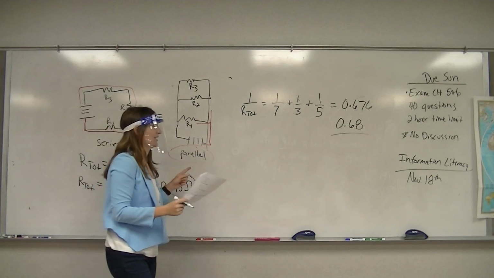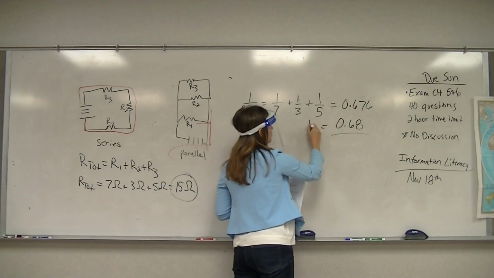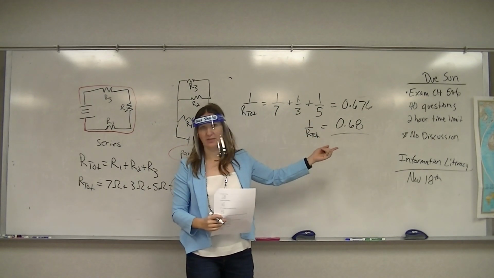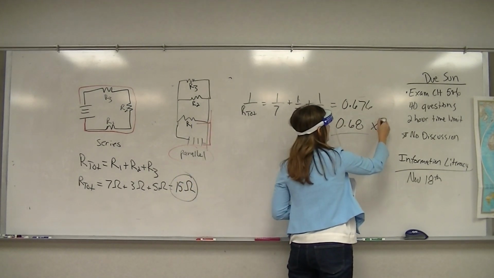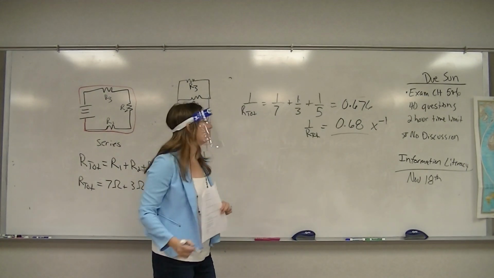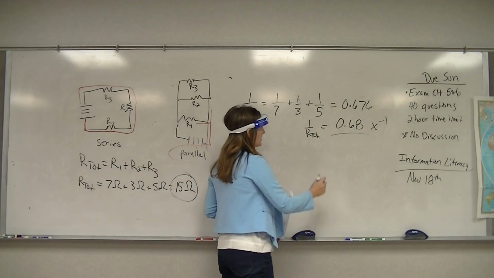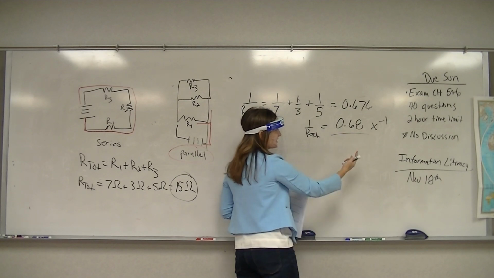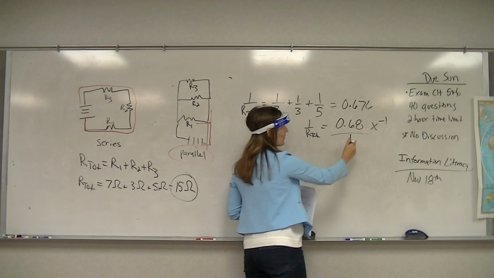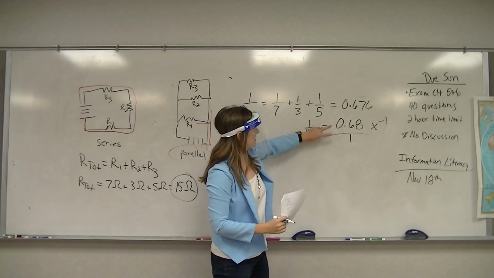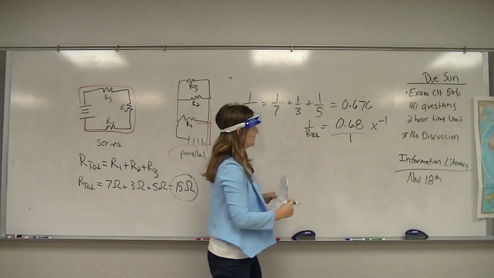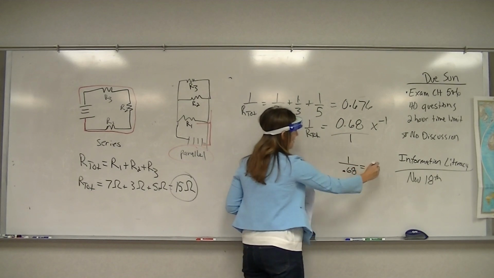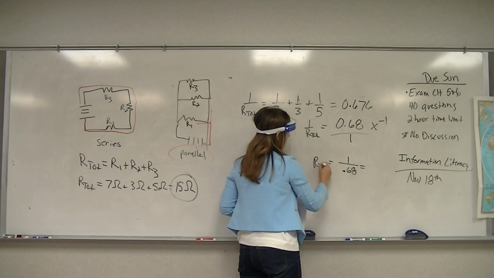A is not the correct answer because what this value is, this is 1 over R total. So I need to take the inverse of that. I need to press that X minus 1 button on my calculator. If you don't have an X minus 1 button on your calculator, look at this number as a fraction. 0.68 is the same as if I said 0.68 over 1. So when I say take the inverse, I mean flip that fraction. So put the 1 on top and the 0.68 on bottom, and that will give you your R total.